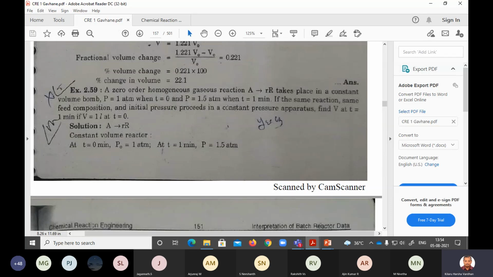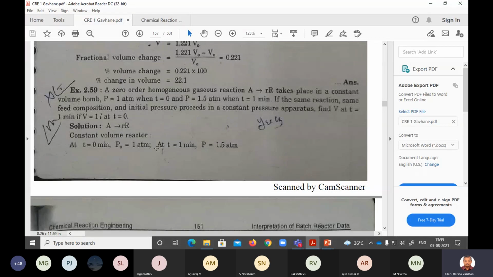right? So the earlier problem gave you first constant pressure, then asked you to go for constant volume, but here it is giving you constant volume first, and then if it is going in a constant pressure, find the volume at T is 1 minute, if V is 1 liter at T is 0. The order is 0. The rest of the thing is same. Order is 0, right?